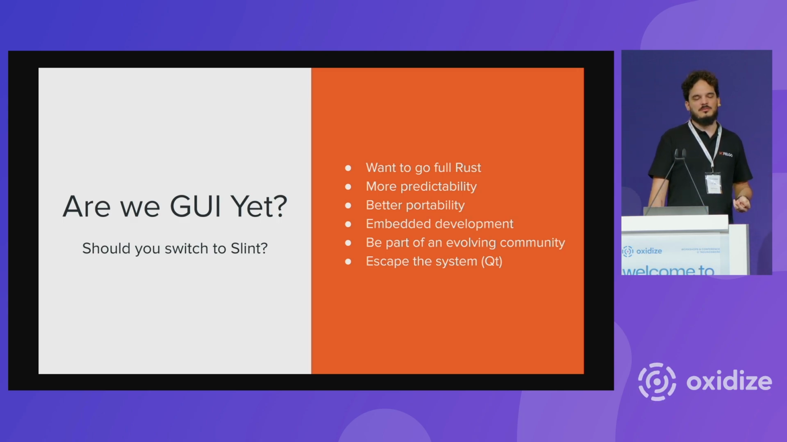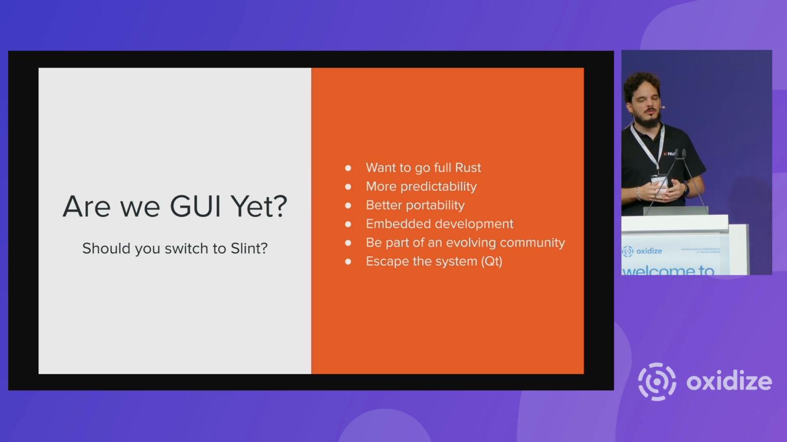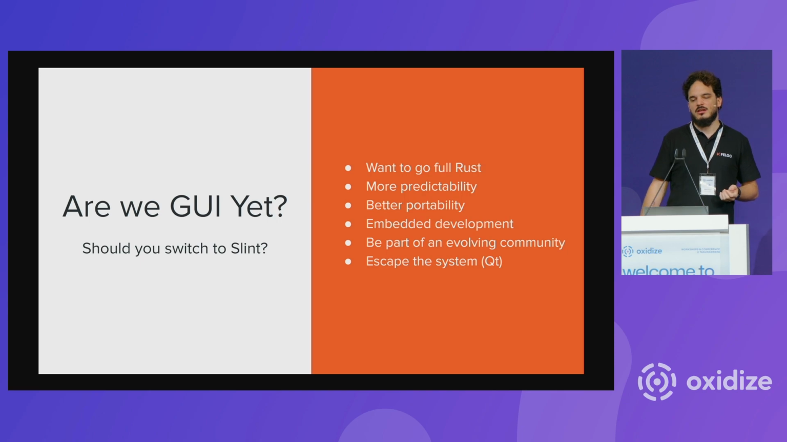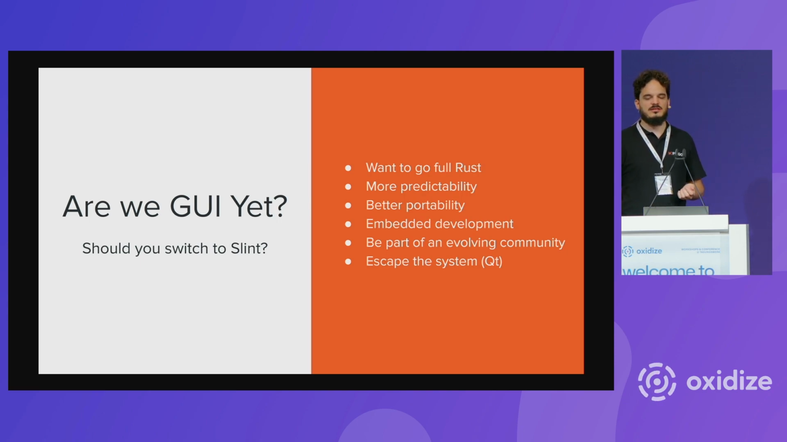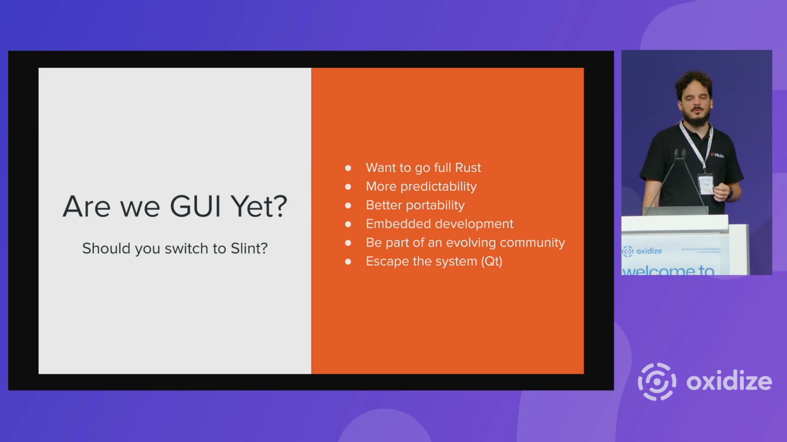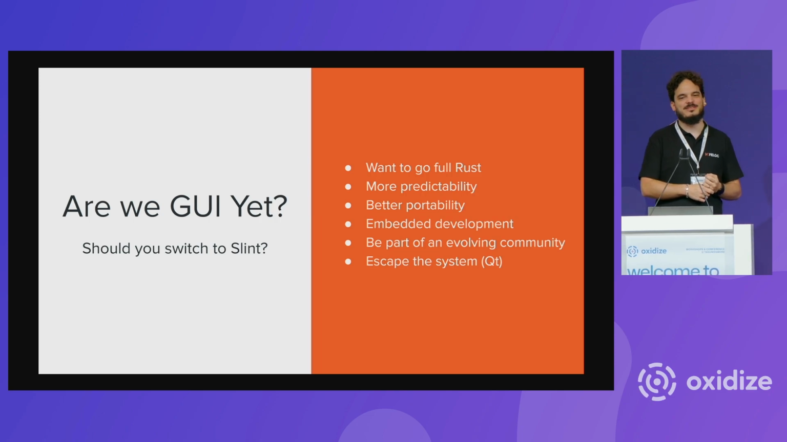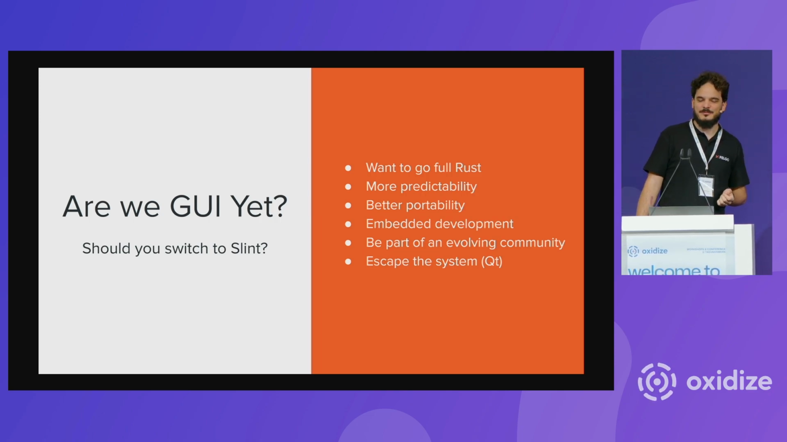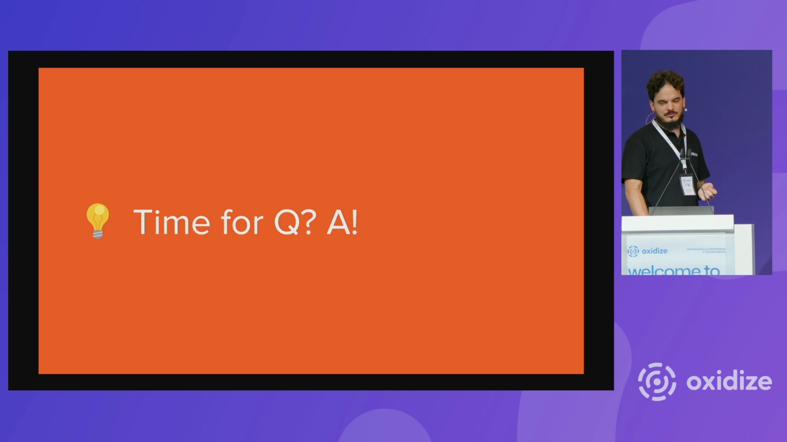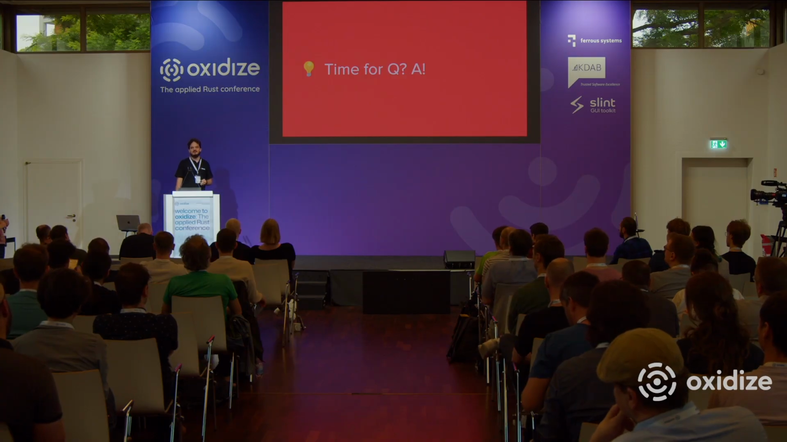It has better portability, since you can cross-compile easily. You are not so tied to the whole framework like in the QML case. For embedded development, it has really good performance, and if you want to be part of an evolving community and escape the Qt system, it is one of the best alternatives. So that would be it from my side, and if you have any questions.